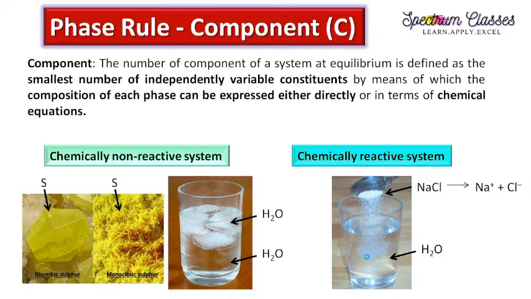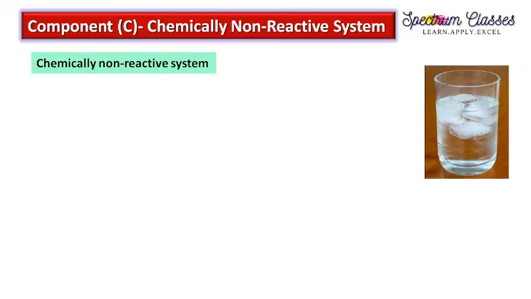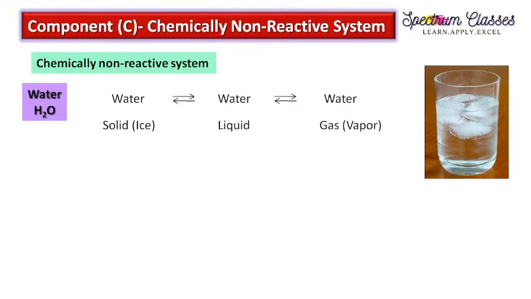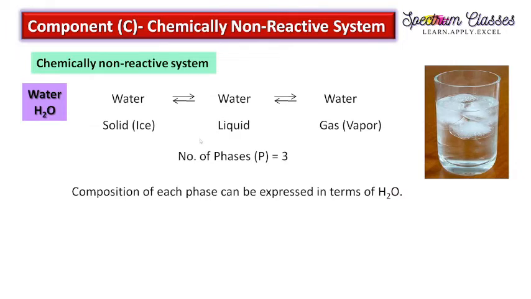Now we are coming to the chemical species. First we are going to discuss the chemically non-reactive systems. Here we have the example of water. Water is present as ice, as liquid water and as vapors. If these three are in equilibrium, for water we have three phases: ice (solid), liquid and vapor. And how are we going to express their composition? All three, whether in solid, liquid or vapor form, will be expressed by the formula H2O. So the number of components for this system, which has three different phases, is equal to 1. Only one species is required to express the composition of all three phases.